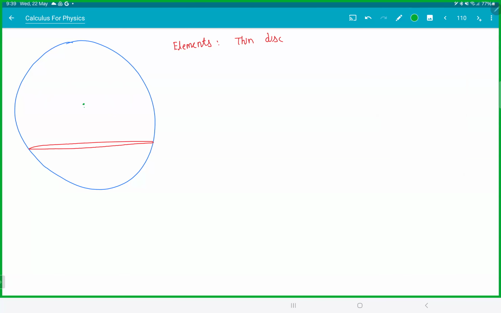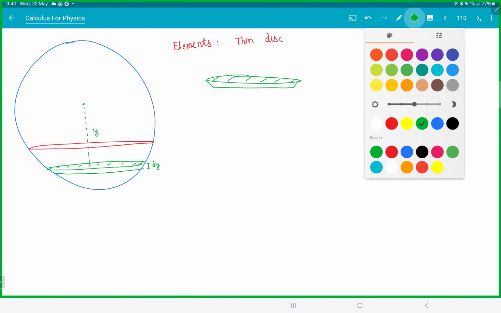So from here, at a distance y, take a thin disk whose width is dy. Since you're going in the direction of y, you take a small dy. So what you've got is a thin disk like this. Are you able to visualize how this disk is?